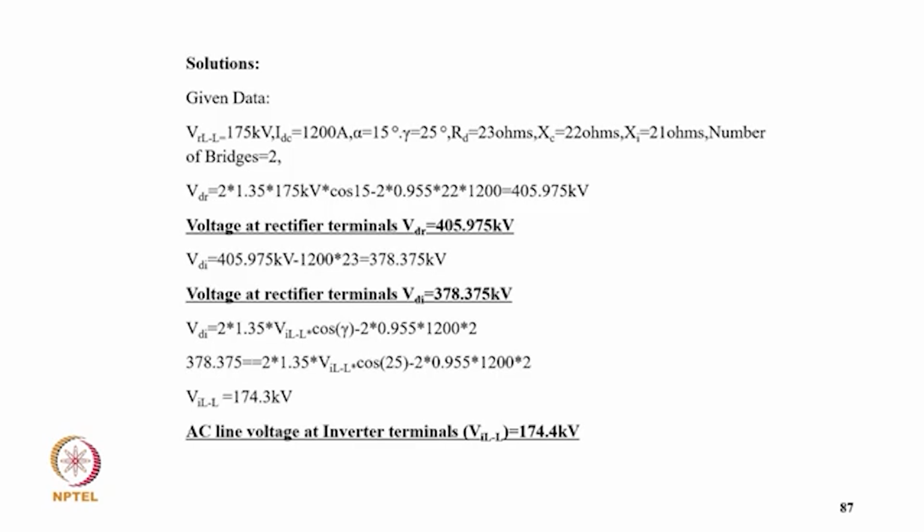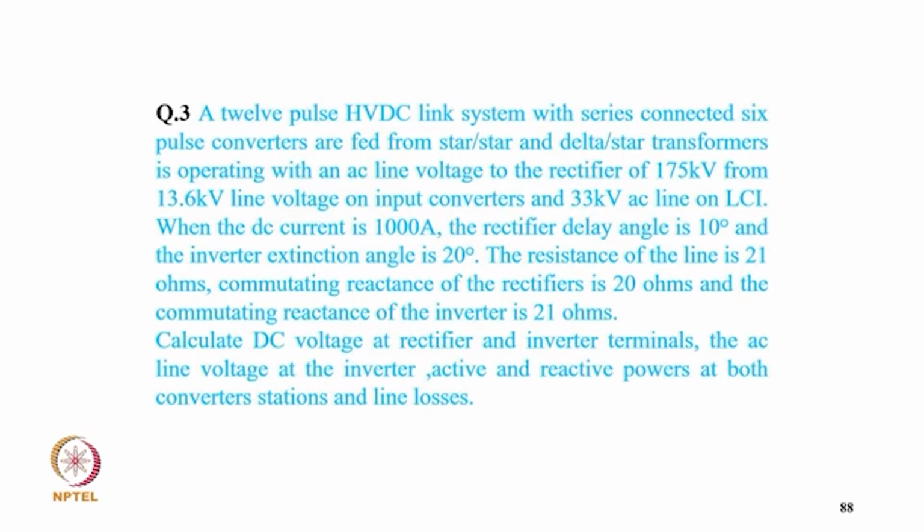The voltage at the inverter terminal is VDI 378.375 kV, and that VDI in terms of gamma is 2 into 1.35 into VI LL into cos gamma minus 2.955 into 12 into 2. Putting the value, it comes VI LL equal to 174.3 kilovolt, and the AC line voltage at inverter terminals is equal to 174.4 kV.